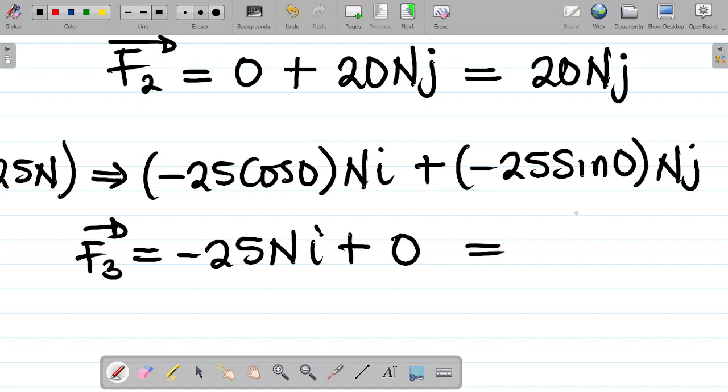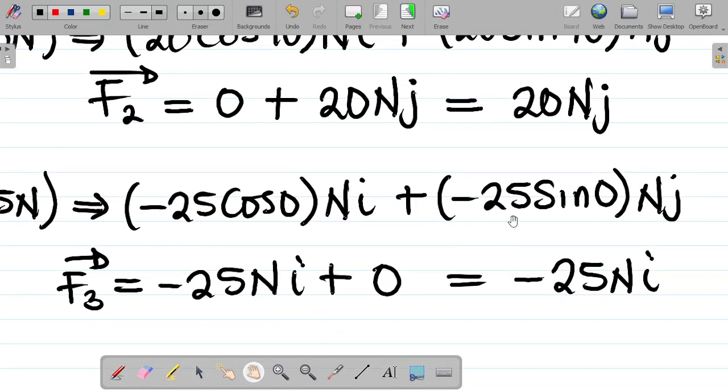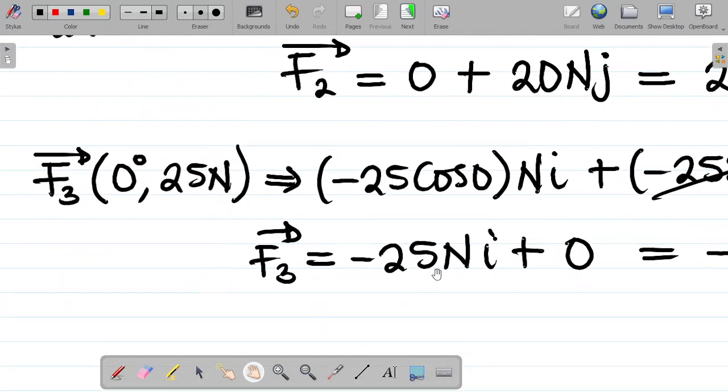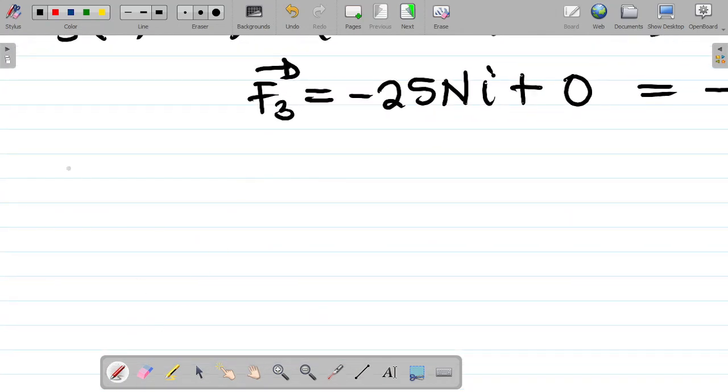So if I work on this, this gives you what there? This gives you minus 25 Newton I, no J component. So this is your answer. This whole value gives you 0. 0 times anything there is 0. So that's the concept. So what's next there? F4. Let's look at the next one there.